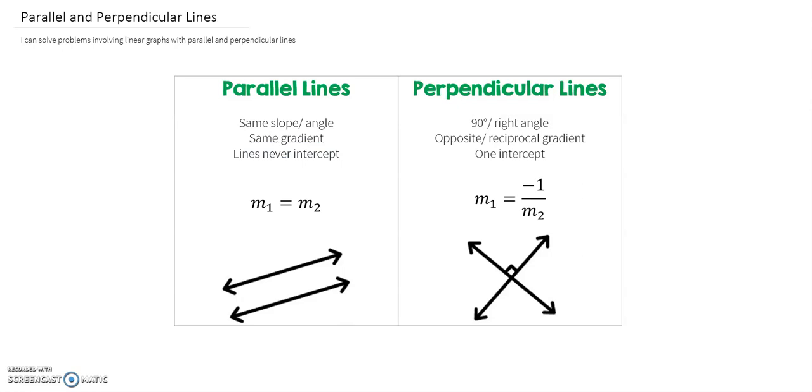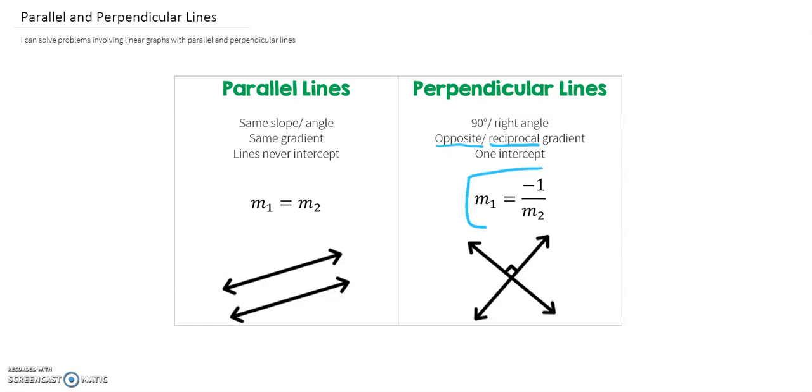Now, if we go to perpendicular lines, this is almost like the opposite. So these two lines are at 90 degrees to each other, or a right angle, and they look like this. And the gradient is the opposite because these lines are facing in as different directions as possible. They've got opposite gradients. And so that means that the gradient is the reciprocal of the other line's gradient. And you might remember reciprocals from fractions where it's the opposite. It's 1 over the other number.